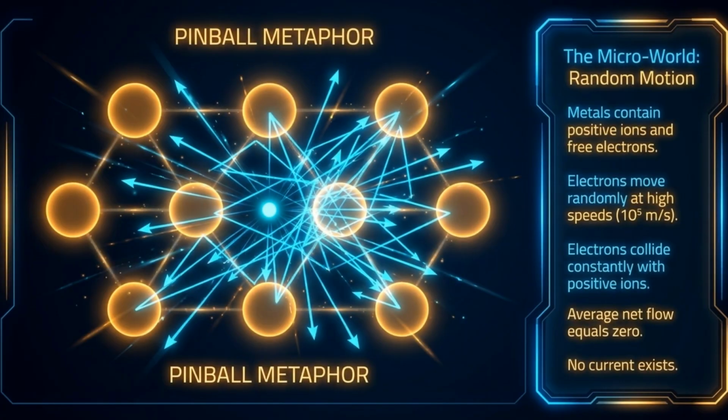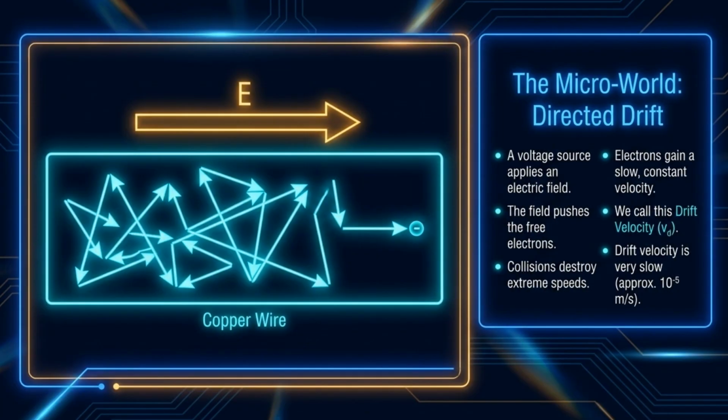In the microworld, metals contain positive ions and free electrons. Electrons move randomly at high speeds, constantly colliding with ions, resulting in an average net flow of 0 when no current exists. When a voltage source applies an electric field, electrons gain a slow, constant directed velocity called drift velocity, v_d. This velocity is very slow, approximately 10 to the power of -5 meters per second, due to continuous collisions.